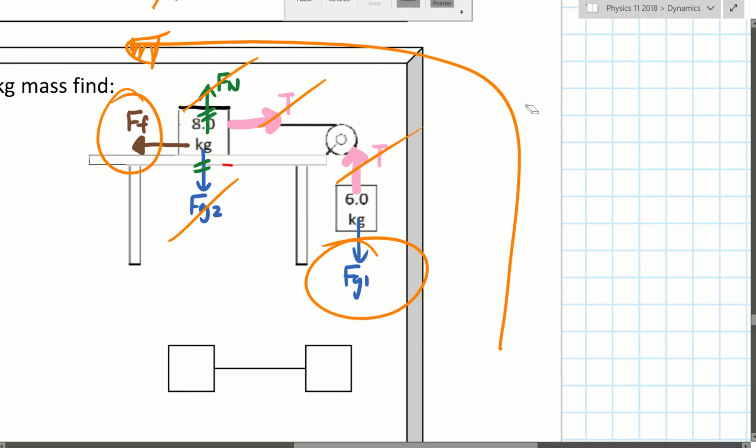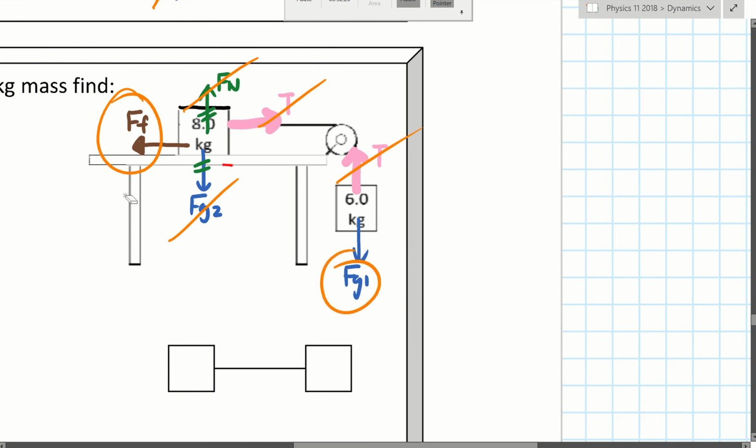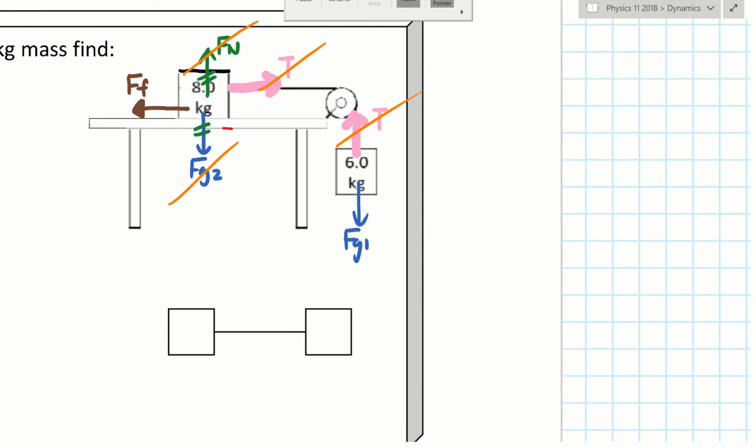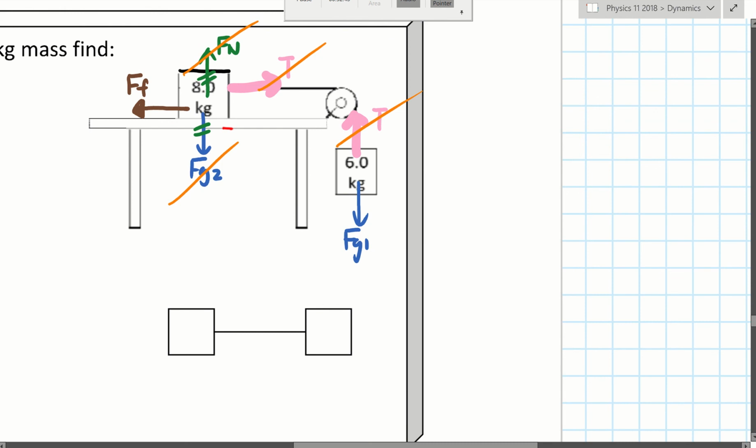Scenario 3, friction is much bigger than Fg1. Friction is a giant force, Fg1 is a small force. Then no one moves. Stay there. That's it, 3 scenarios. So let's find Fg1 and friction and see who is actually winning the game. Fg1 is easy. Do you want to calculate it? It's 6 kilograms times 9.8. It's 58.8.